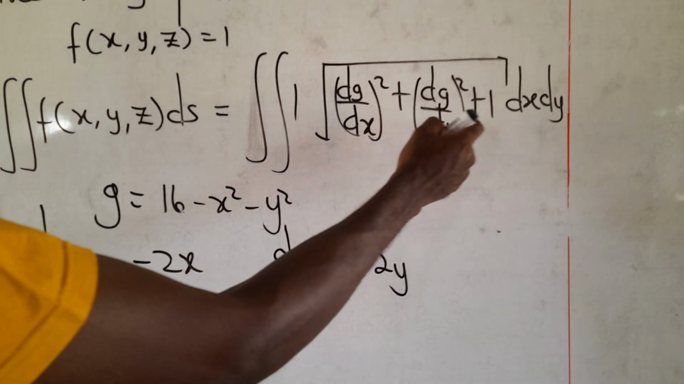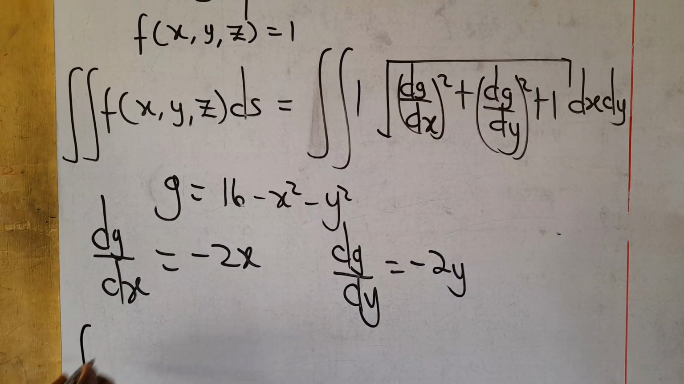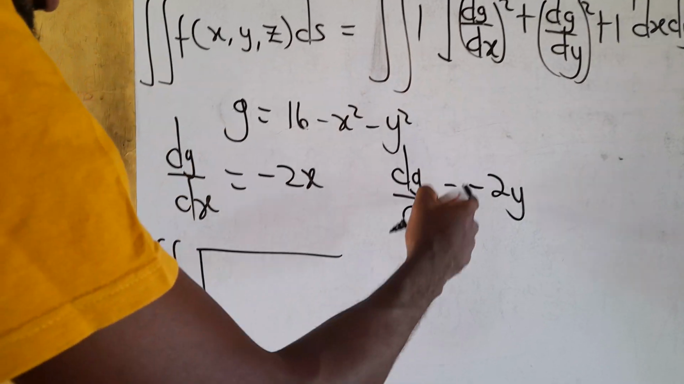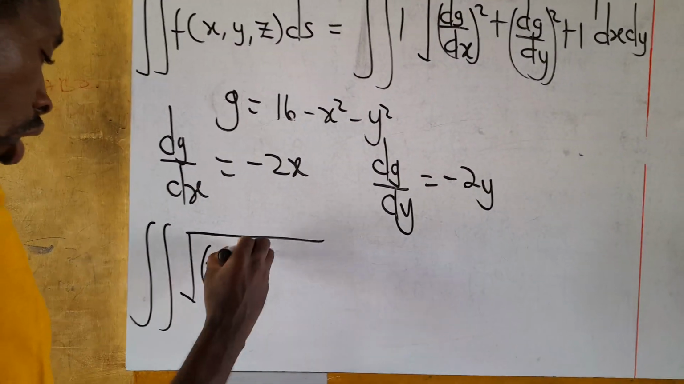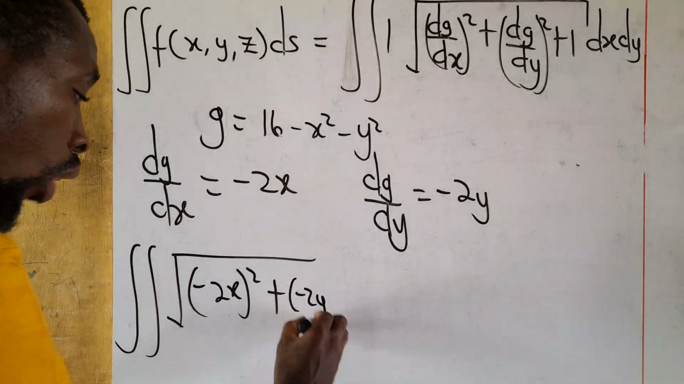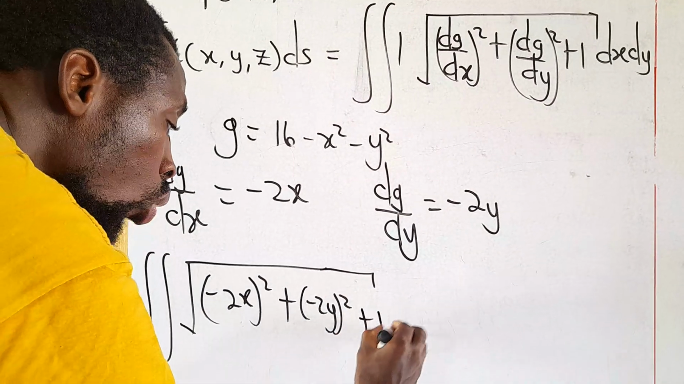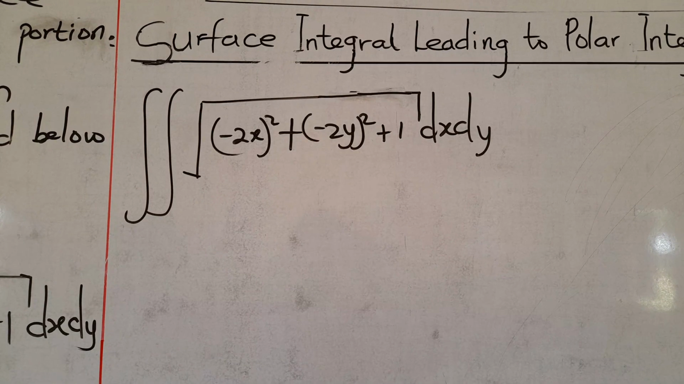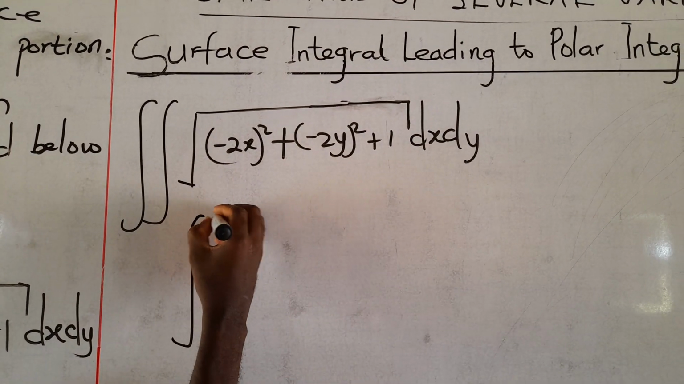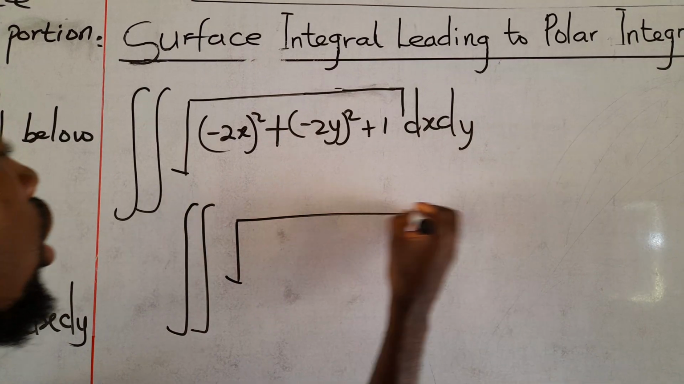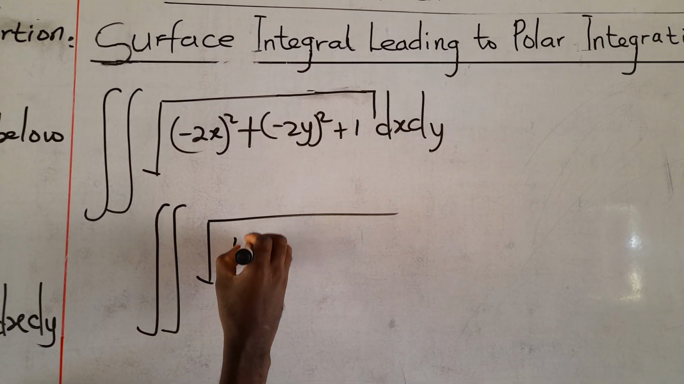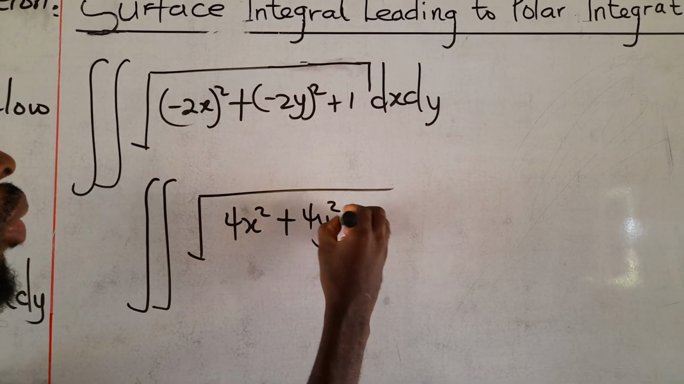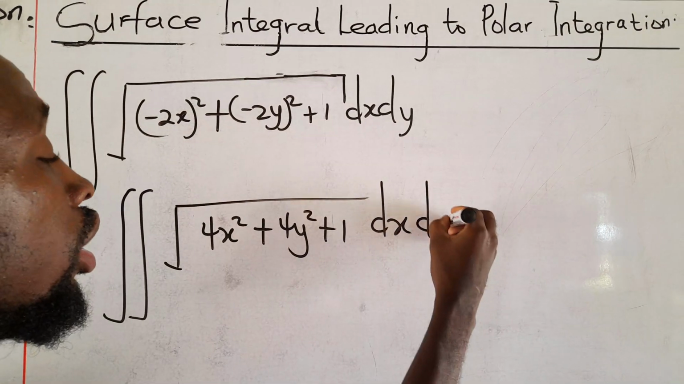So, substituting it into this, we can say our double integral is the square root of, in place of the partial derivatives, negative 2x all squared plus negative 2y all squared plus 1, dx dy. So we can simplify this as the square root of, negative 2x squared will be 4x squared, negative 2y squared will be 4y squared, plus 1, dx dy.